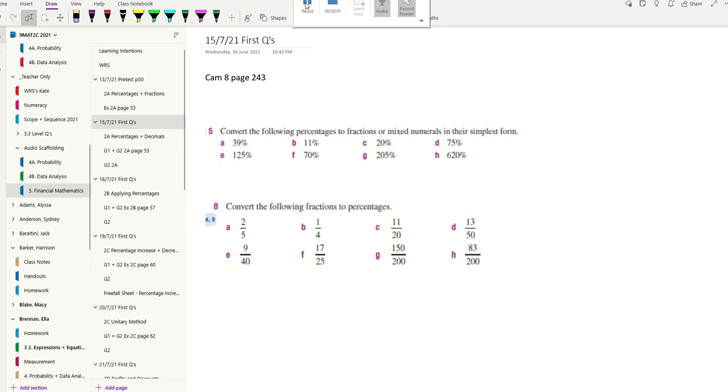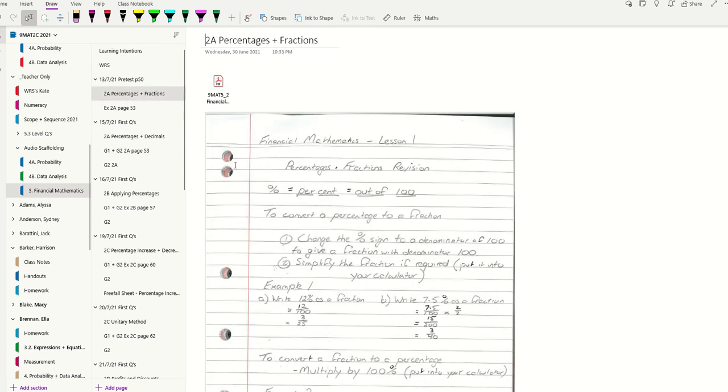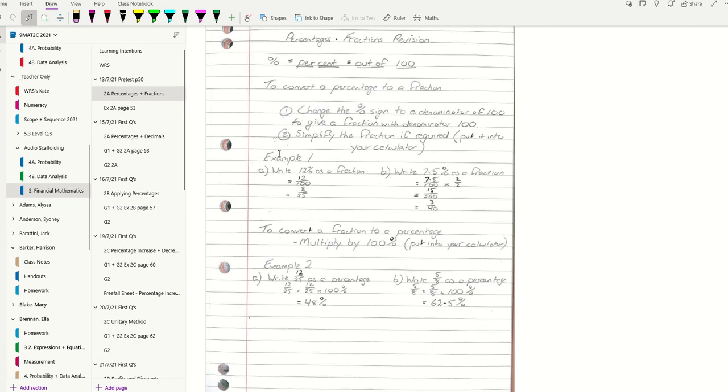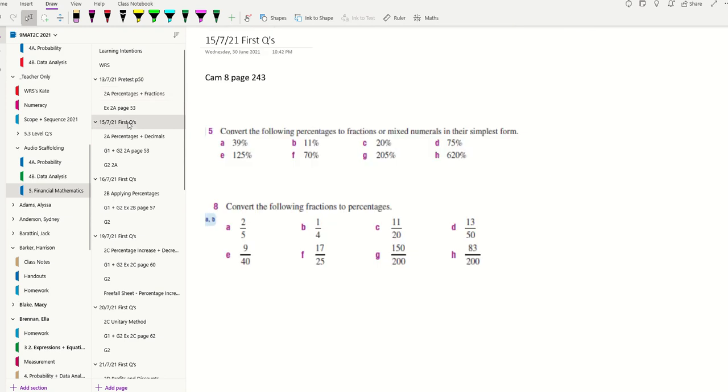Looking at the first questions for Thursday the 15th, we might go back quickly first and have a look at the theory from the last lesson on percentages and fractions. Now what we had here, to convert a percentage to a fraction, we change the percent sign to a denominator of 100 to give a fraction with a denominator of 100, and then we simplify the fraction if required. Put it in your calculator. So let's go and do those ones, converting a percentage into a fraction.